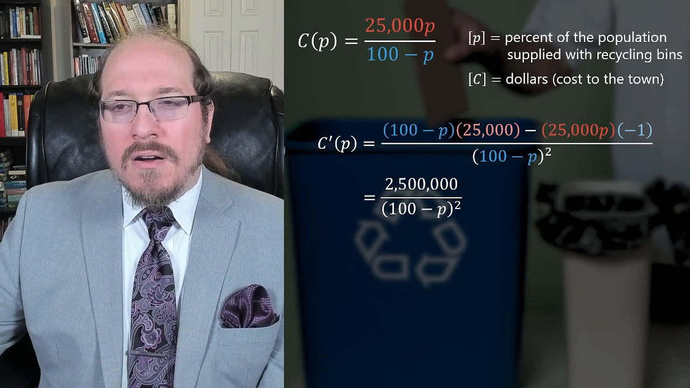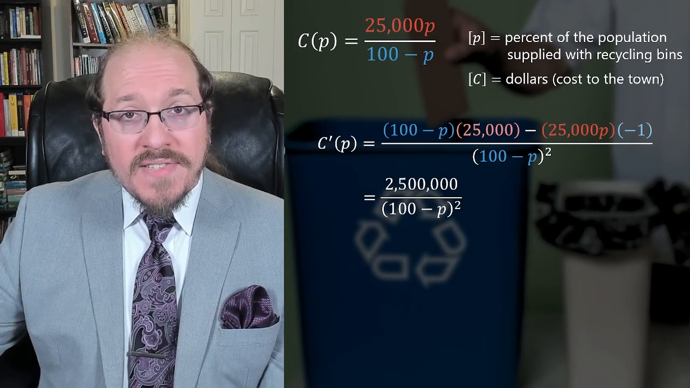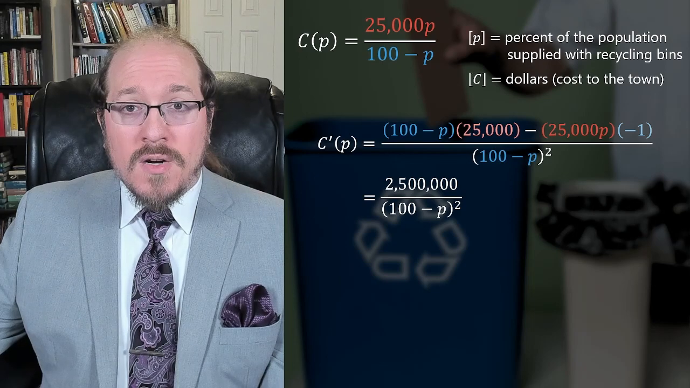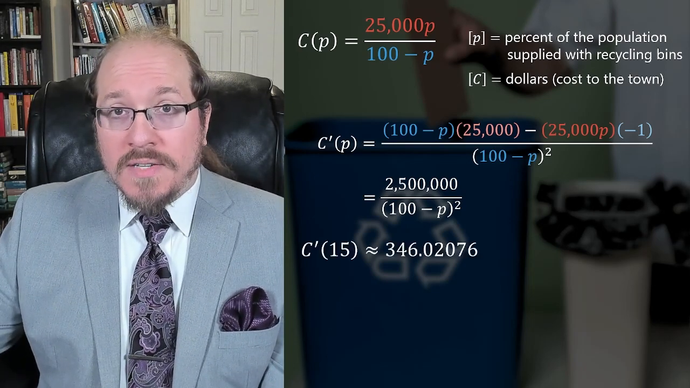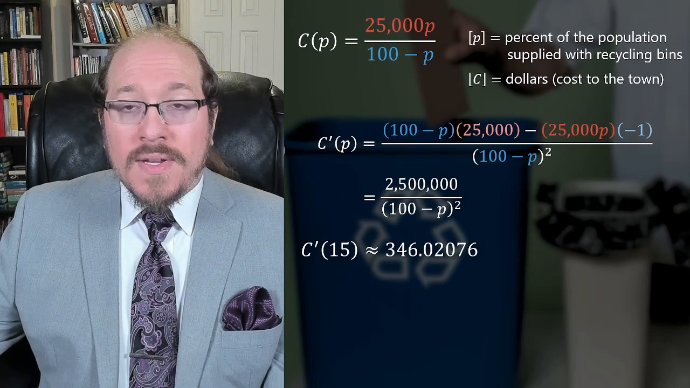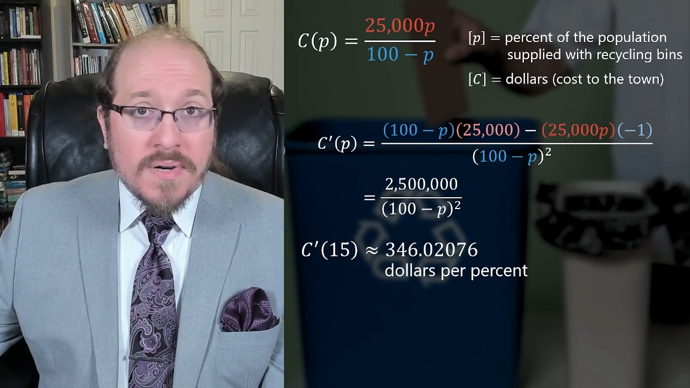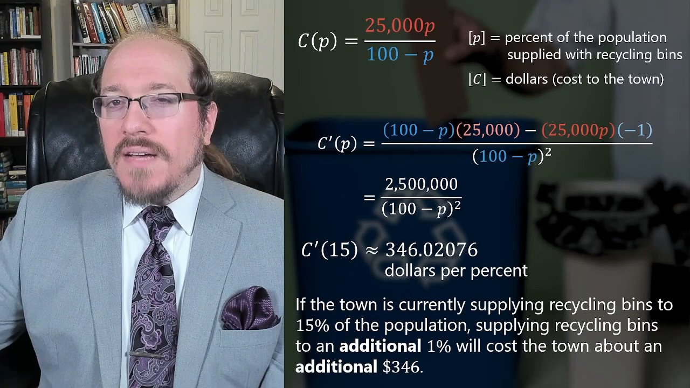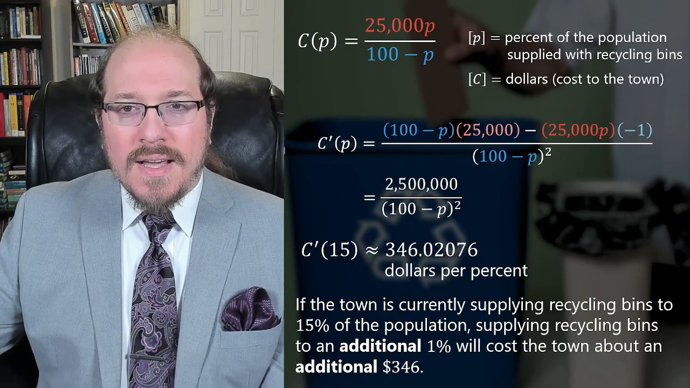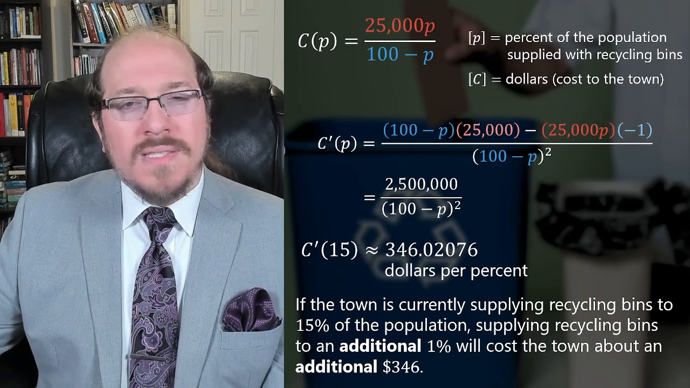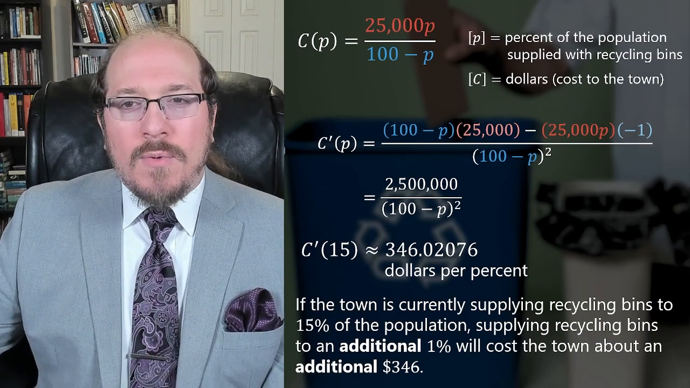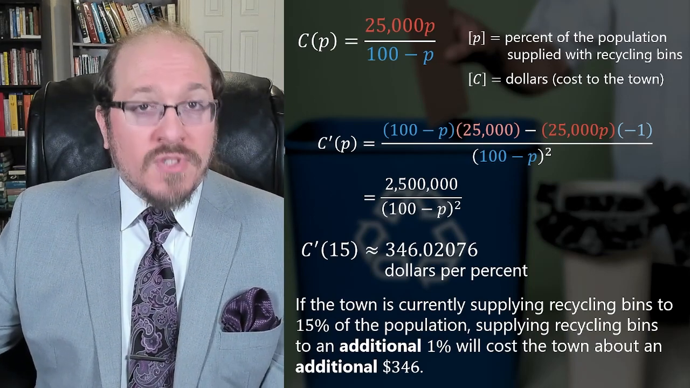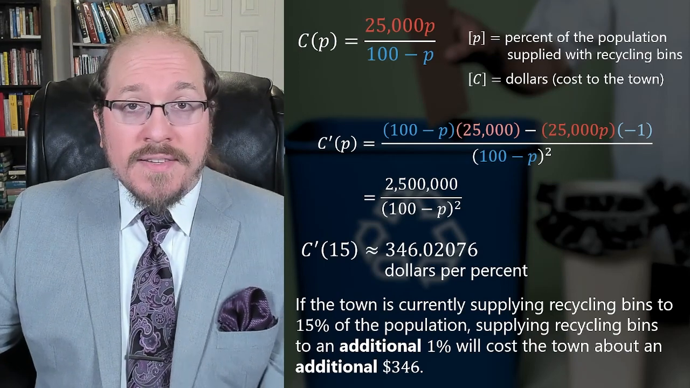Remember that the town is currently supplying recycling bins to 15% of their citizens. So if we plug in 15 for p, we end up getting about 346. And the unit is dollars per percent. So if we think of this in terms of sensitivity, then if the town were to supply recycling bins to an additional 1% of the population, it would cost the town an additional $346 and some change.